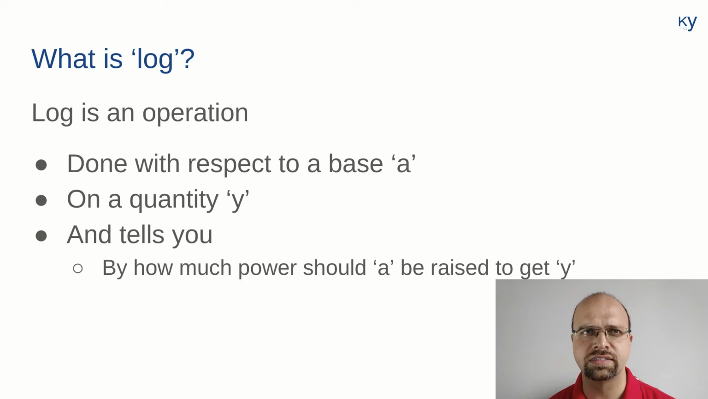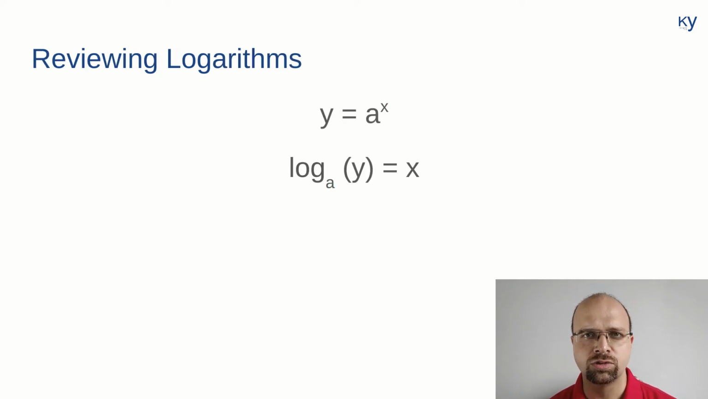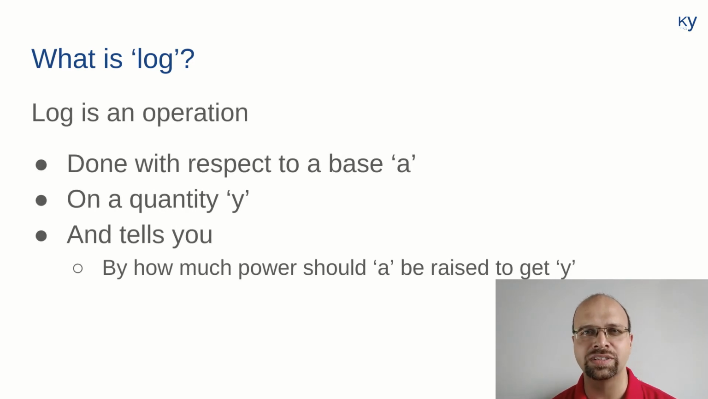That's confusing. So let us go back to this equation here. y is what I am providing as the input to the logarithm, and I am choosing a base A. The x that I am getting is a quantity such that I have to do A into A x times in order to get the y. Okay, so this is the summary of a logarithm again. It is an operation where we choose a base A, we input a quantity y, and we get in return the power by which A should be raised in order to get y.